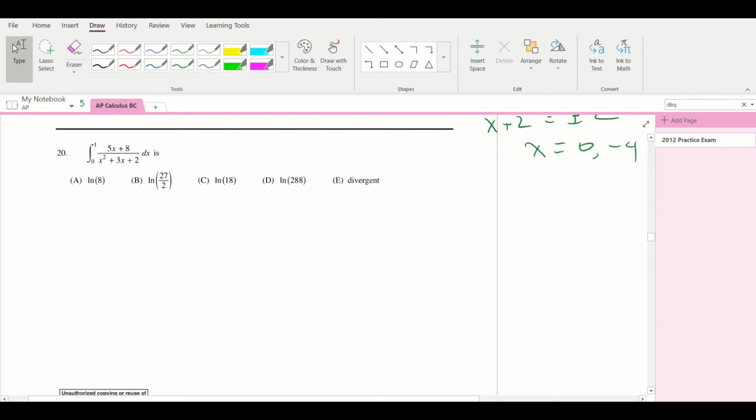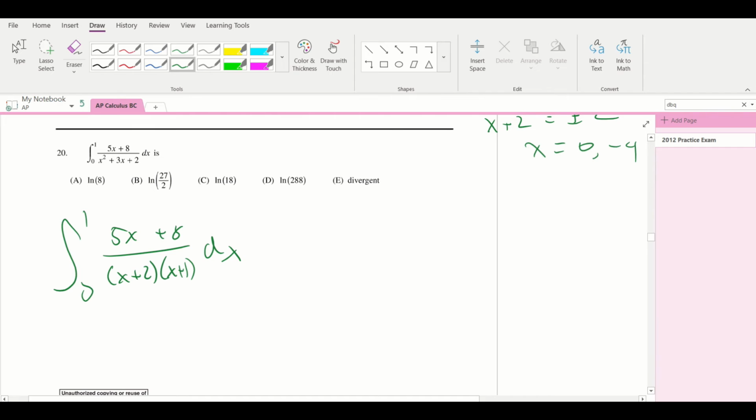Alright, so now this is just asking you to integrate, which we can do. We just have the integral from 0 to 1 of 5x plus 8 over x plus 2 times x plus 1 dx. And now we can just do partial fraction decomposition. There is a shortcut to do it, but I'll just do it the quote-unquote normal way.